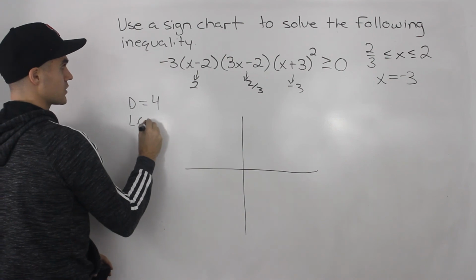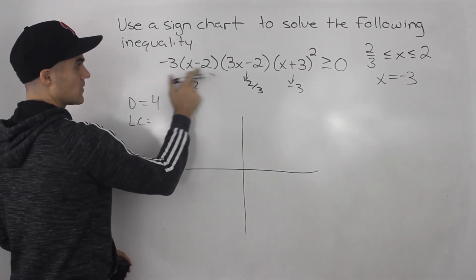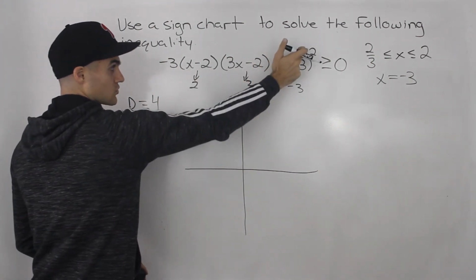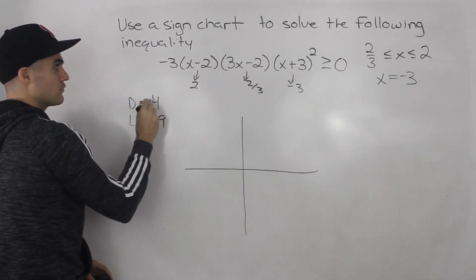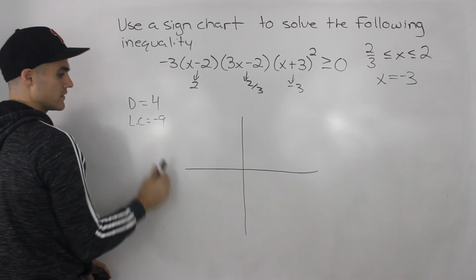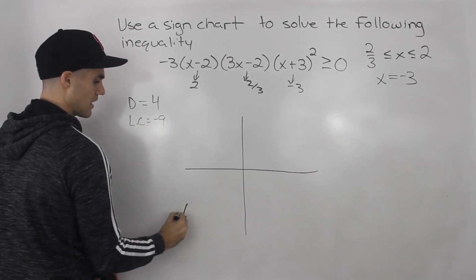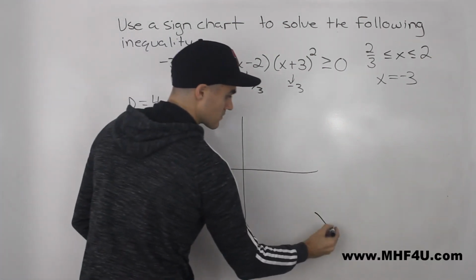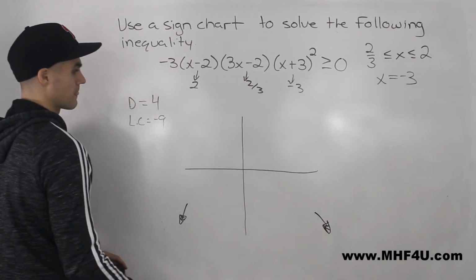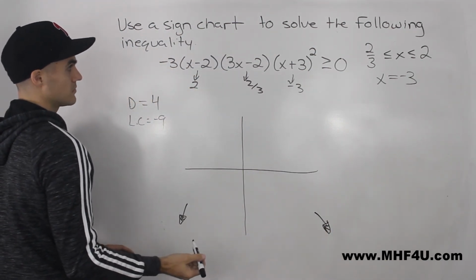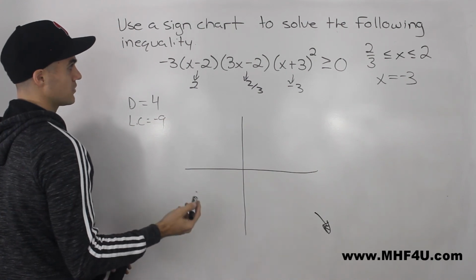What's the leading coefficient going to be? Negative 3 times 1 times 3 times 1 squared, which would be negative 9. So it has a degree of 4 and a negative leading coefficient. So the end behaviors are going to be like this, right? From quadrant 3 to quadrant 4. What's the y-intercept going to be? Y-intercept is going to be pretty large, actually.